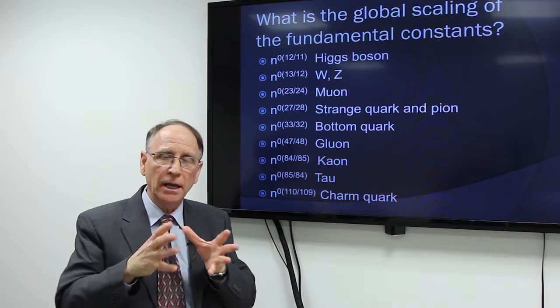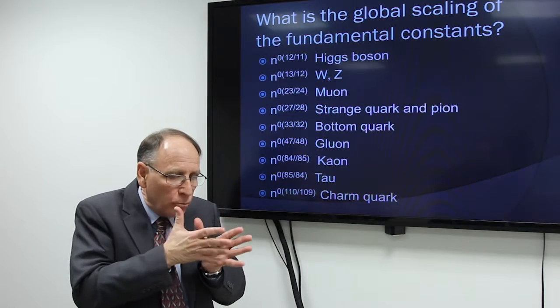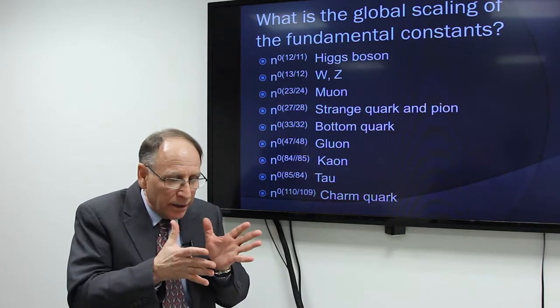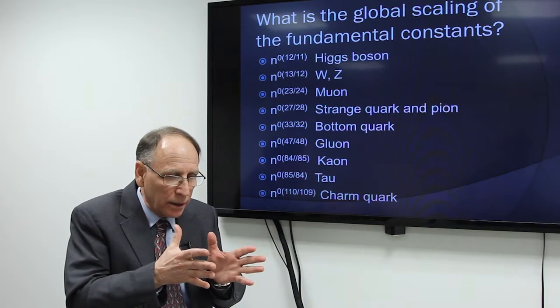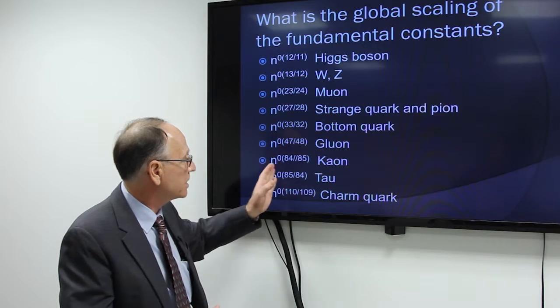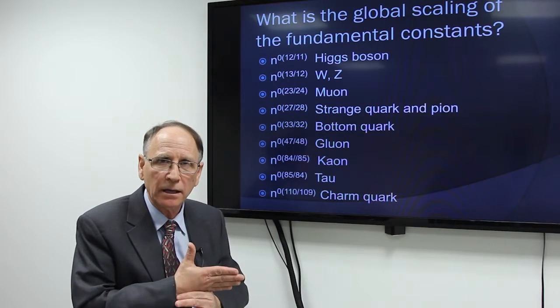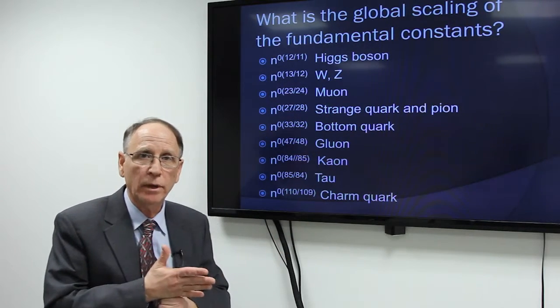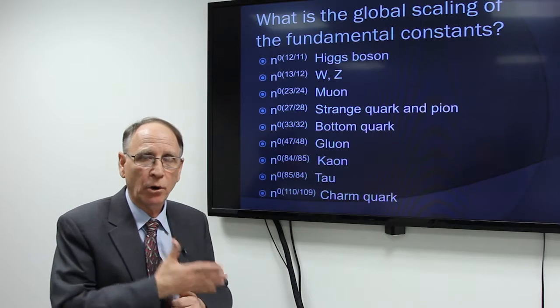In the periodic chart, you cannot have an element that is 2.56 of a neutron. It's either 1 neutron or 2 neutrons or 3 neutrons or 4 neutrons. In this system, it's exactly the same thing. You never find a constant unless it's associated with a valid partial fraction.